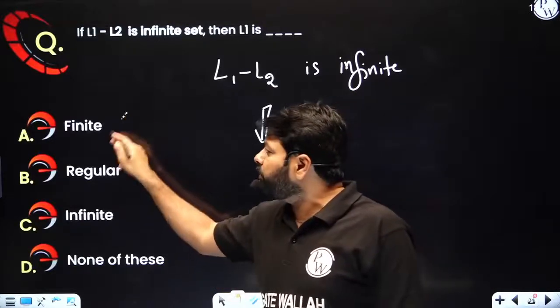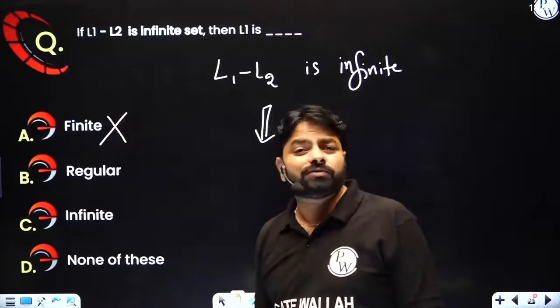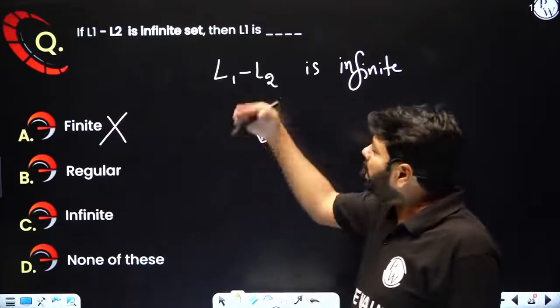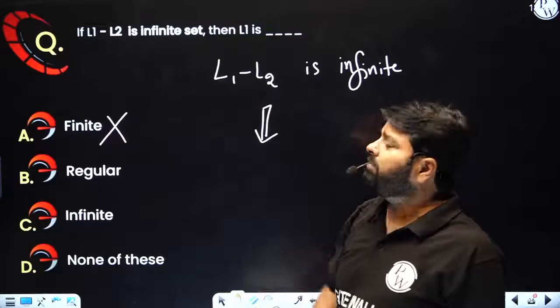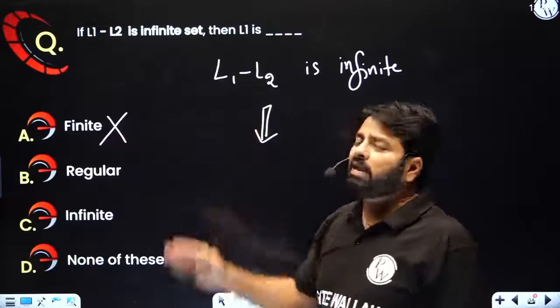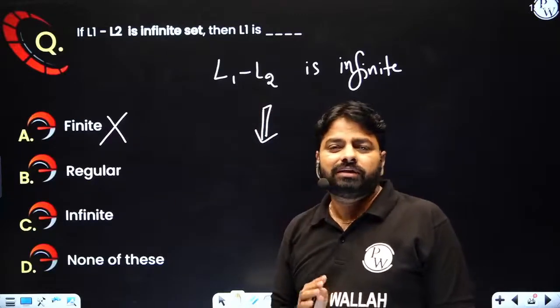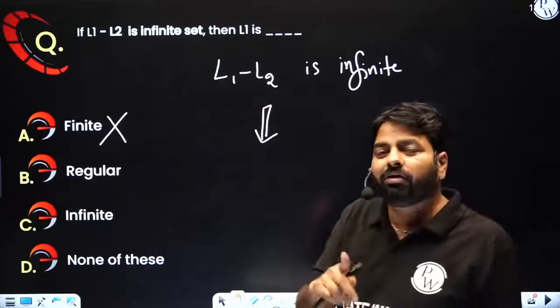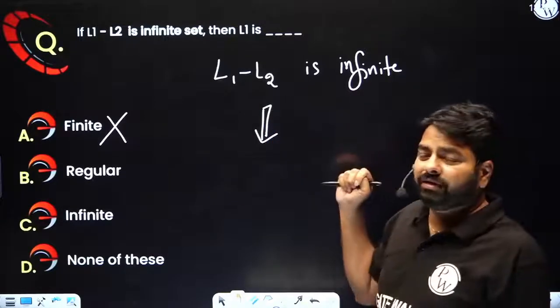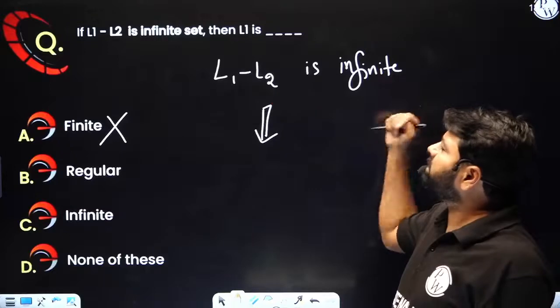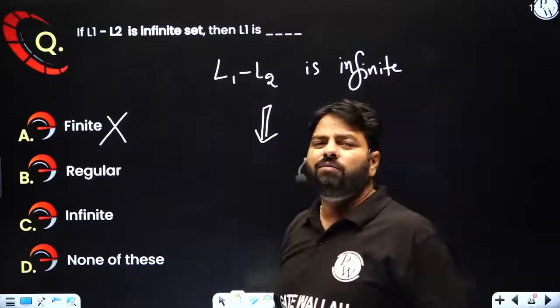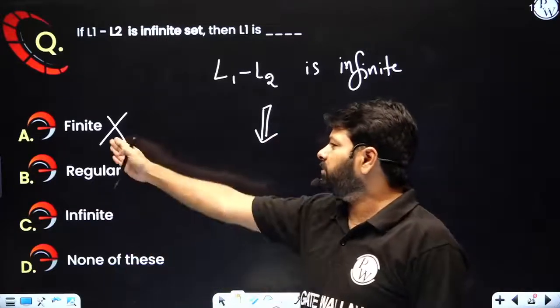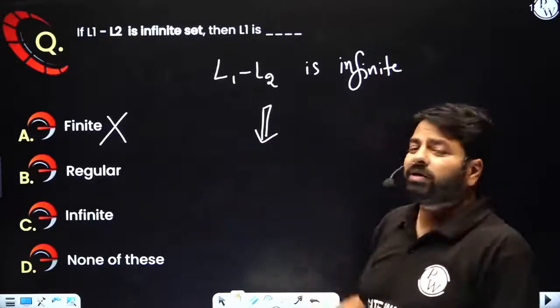That means this option is always false. You don't have any example to prove that L1 is finite. You have to take L1 as infinite. Then only there is a possibility. I'm not saying always; there is a possibility to get infinite. Since the result is clearly given as infinite, we know that L1 can never be finite. So I'm eliminating it by the property of set difference.